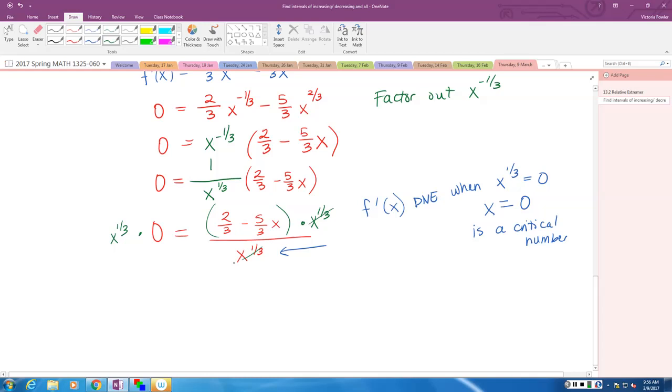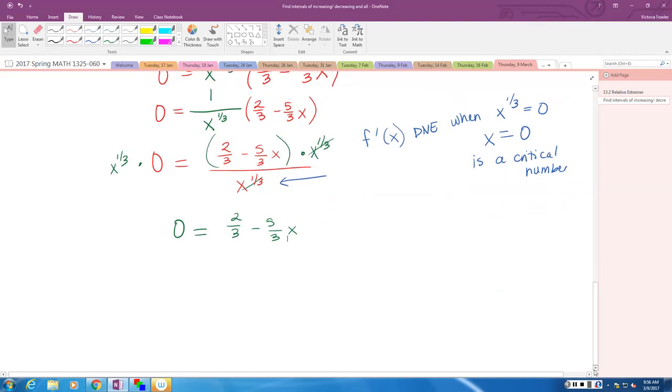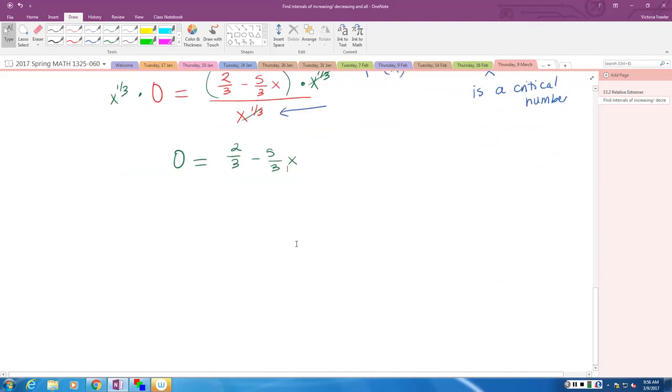And very quickly, I see what I'm really solving is 0 equal to 2/3 minus 5/3 x. I can clear the fractions by multiplying by 3. I don't have to do it in that fashion. However you want to do this. So maybe I decide to clear it again. The denominator is 3, right?